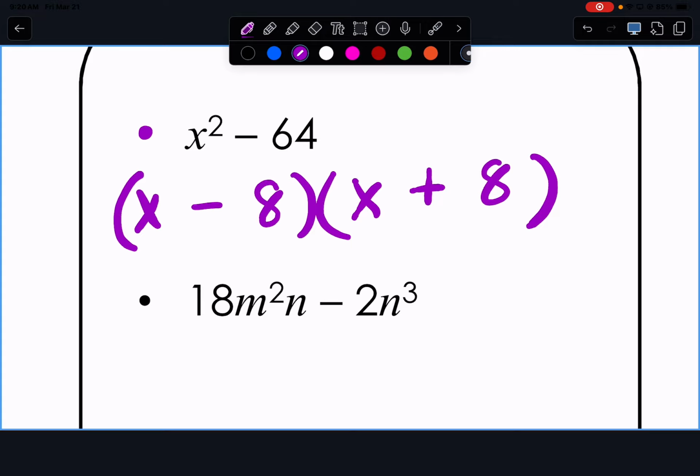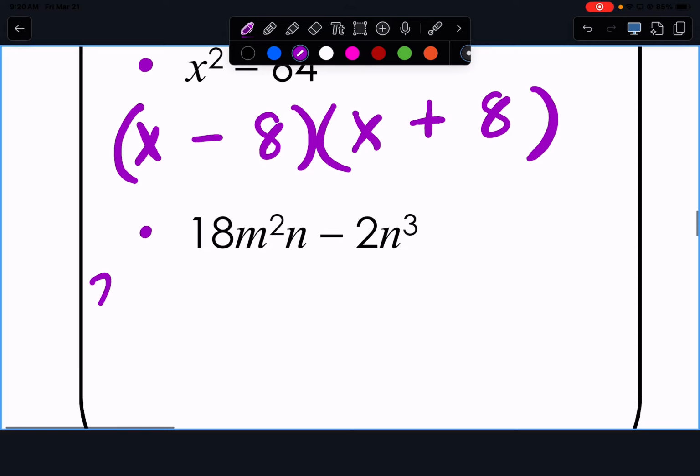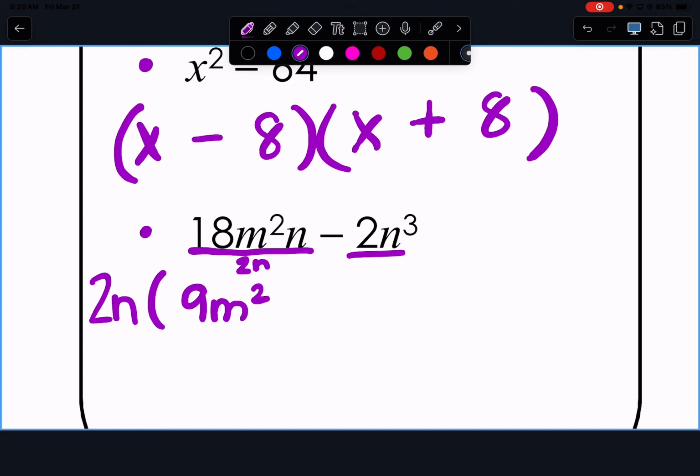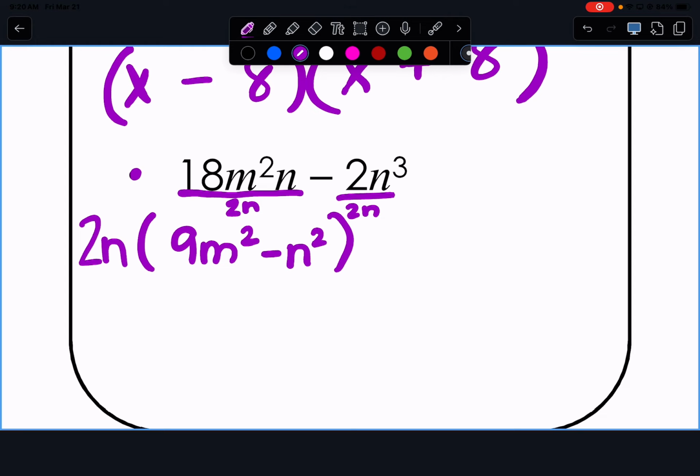Now the next one, does it have a GCF? Yes. What is the GCF? 2n. Just 2n. So let's take that out. If we say 18m squared n divided by 2n, what is that going to leave us with? 9m squared. Then we do 2n to the third divided by 2n. What does that leave us with? n squared.